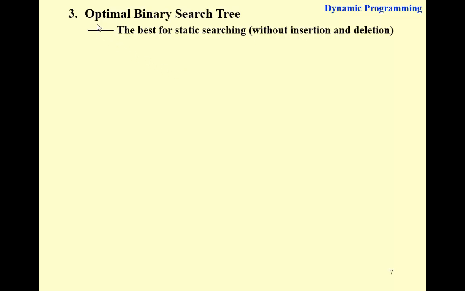The next example is optimal binary search tree, or say OBST. Although it looks like a completely different problem, the solving strategy is basically the same, just as we had for the matrix multiplication problem. The OBST is the best for static searching. Static searching means there's no insertion nor deletion.